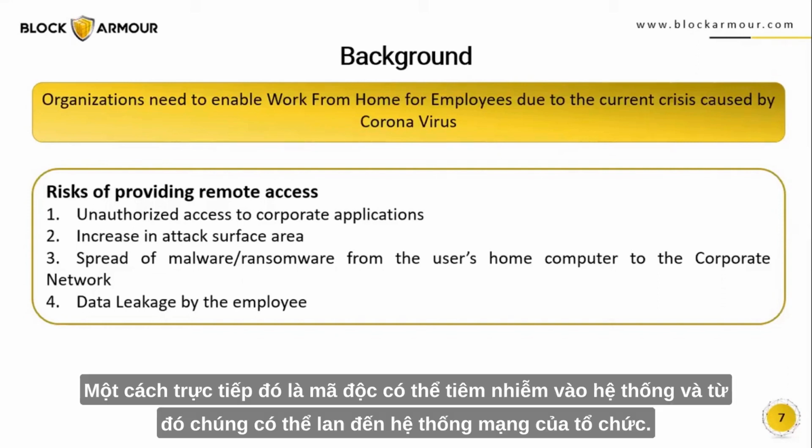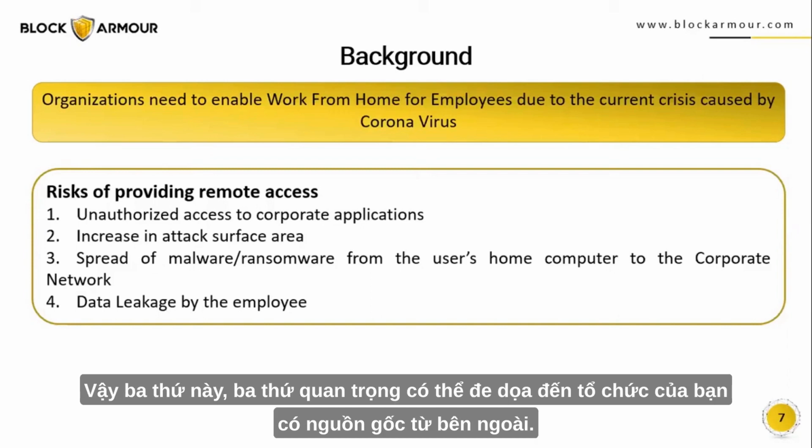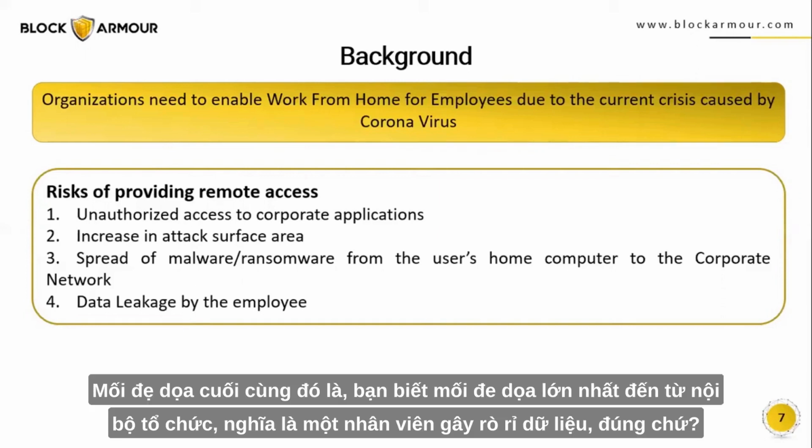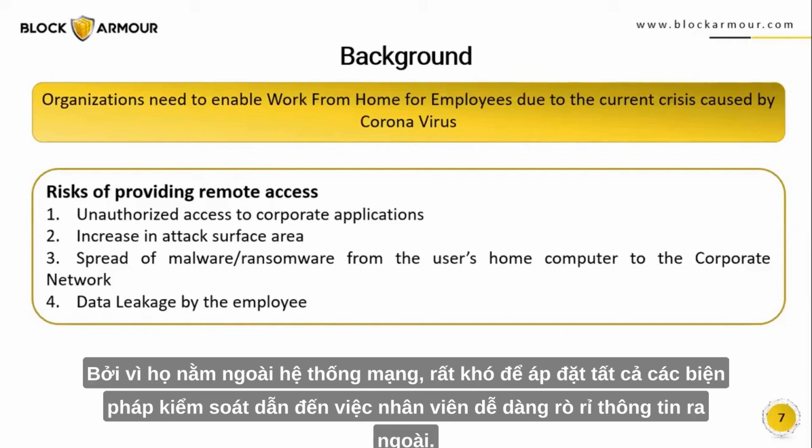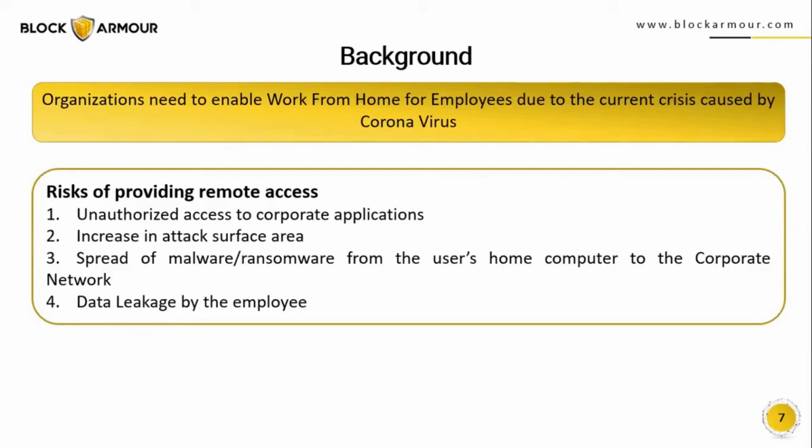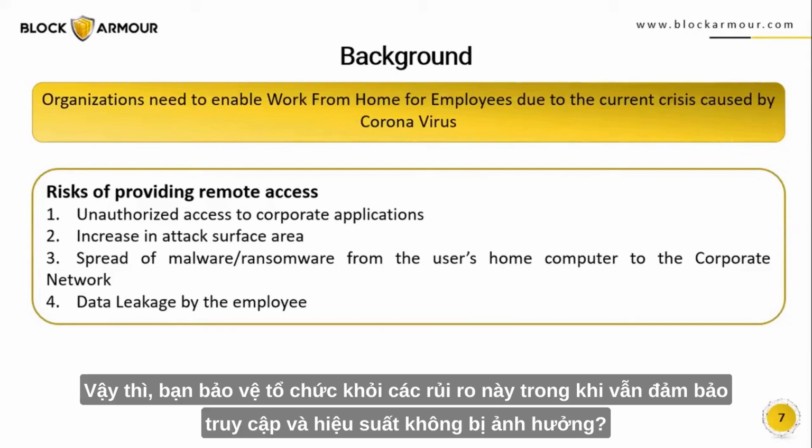A direct next step to that is a malware can infect that system, and from there it can move to your corporate network. So these top three are more threats which are of an external nature. The last threat is one of the biggest threats, which we call insider threat, which is data leakage by the employee itself, right? Because they're outside the network now, it's very difficult to enforce so many controls, so the employee can easily leak the information. So how do you protect from these risks while providing access and ensuring that productivity is not hampered?